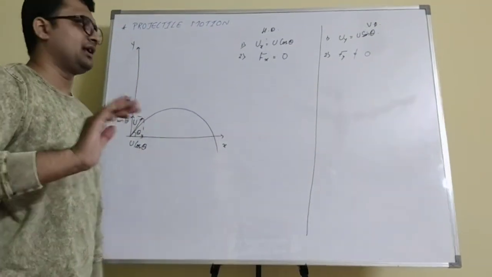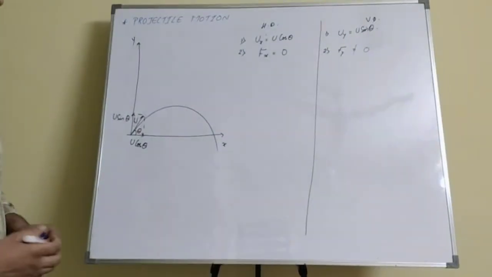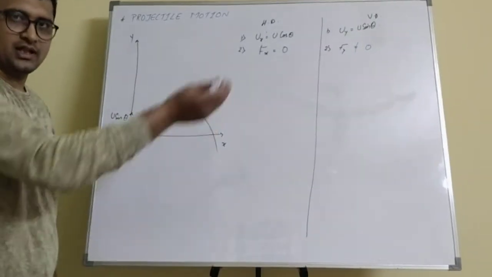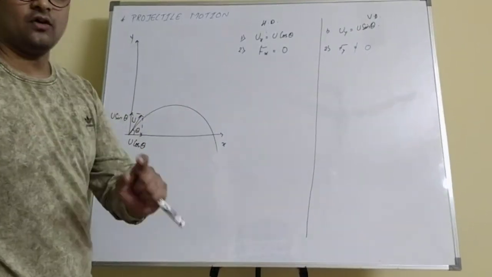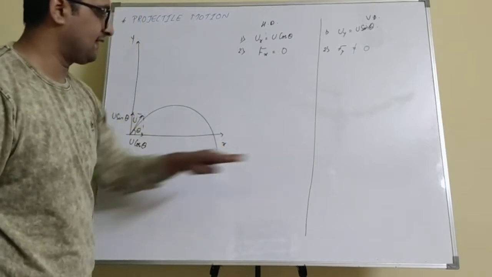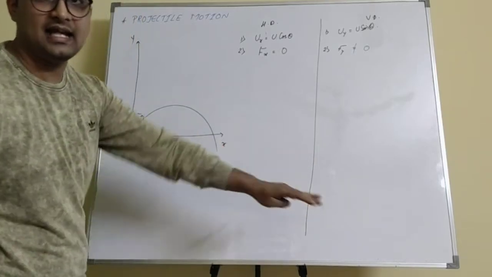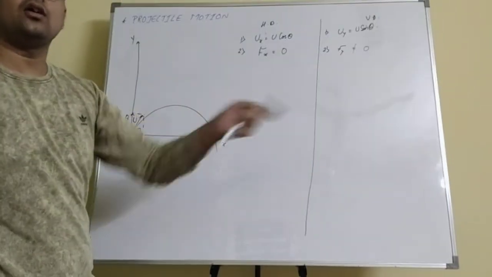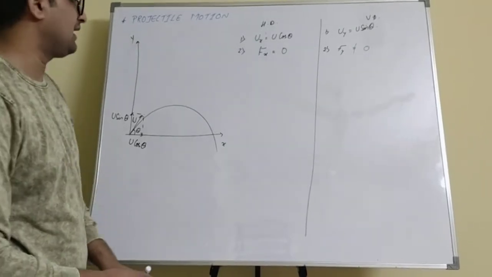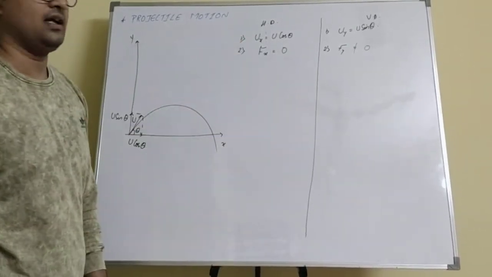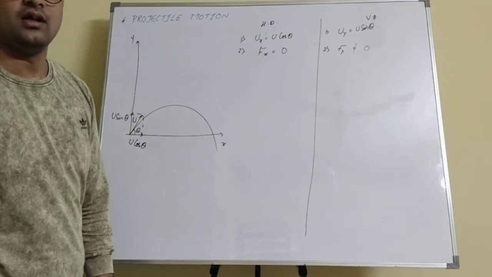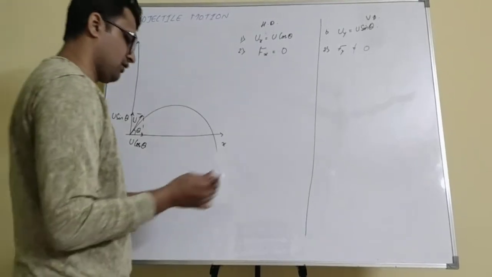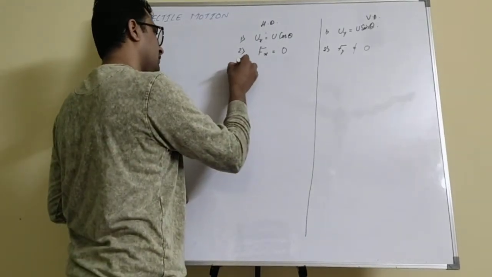Clear? Very important. I am repeating it again. I am throwing an object. No force acts on x-axis, or no force acts along x direction. The force which is acting along y direction is gravity, and that is acting downwards. Clear?